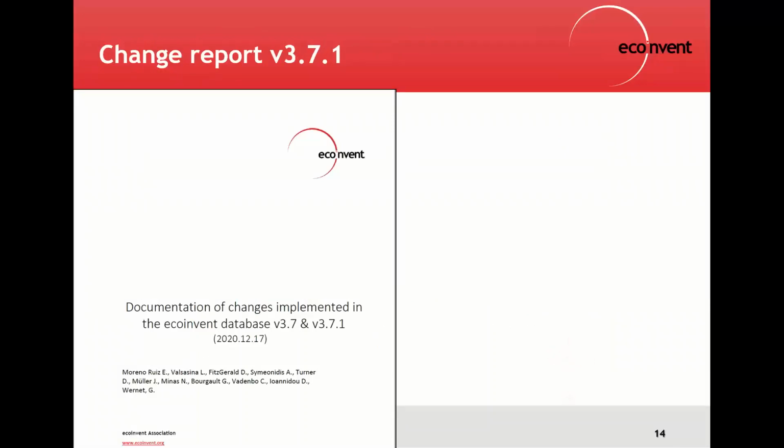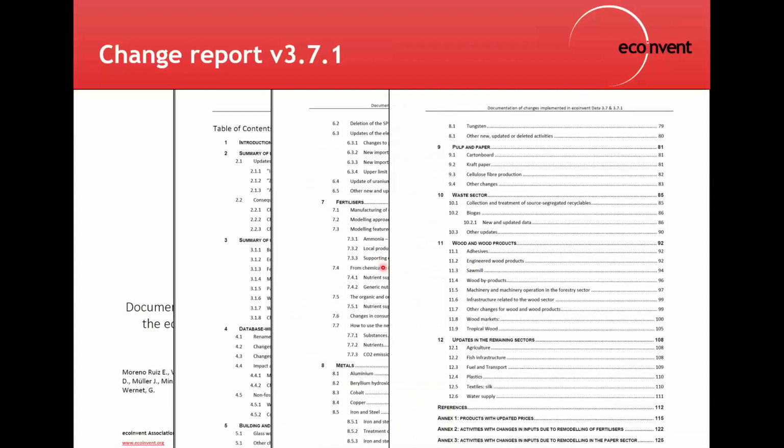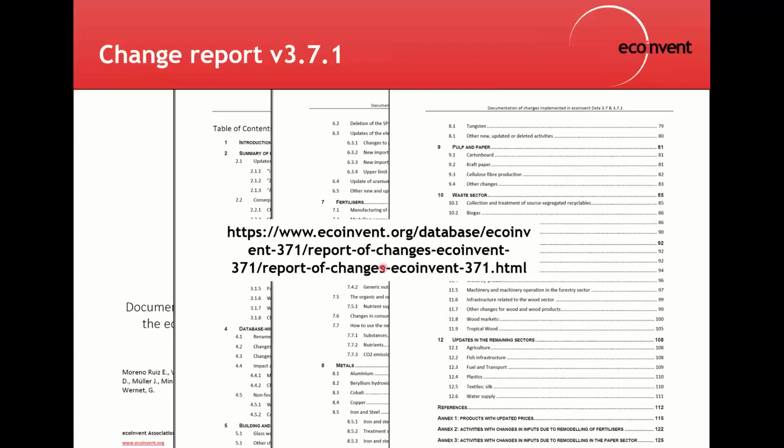As always, we published a change report. In this case, the change report is dedicated to 3.7 and 3.7.1 because, as I have mentioned, the content is the same. So if we scroll quickly in the table of content of the change report, you can see there's a whole first chapter, which is dedicated to the analysis of changes between 3.7 and 3.7.1. The rest relates to the content of the version, because as I have mentioned, the content in the end is the same, so they have a common report.